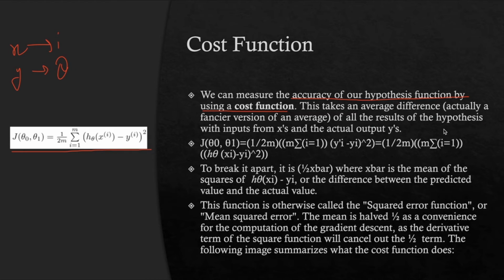So here the formula is 1 over 2m, sigma. If you are not much familiar with the maths, sigma is used to sum all the quantities which we will get, and m is the number of training examples. These are the total training examples.